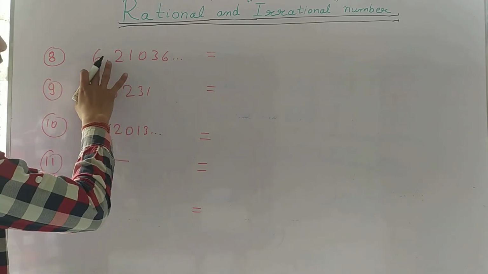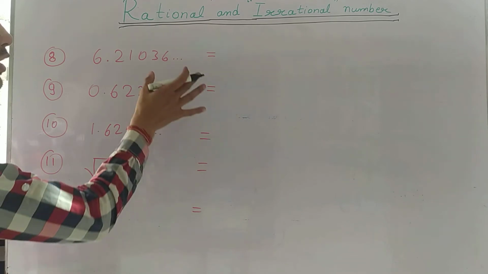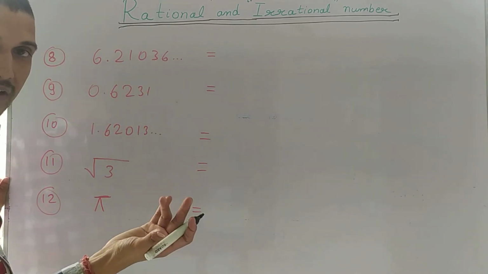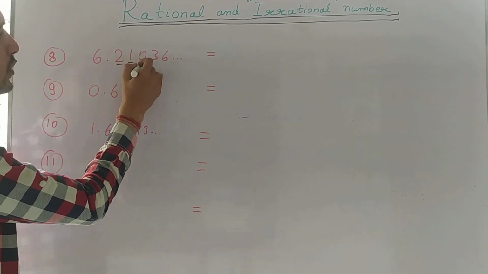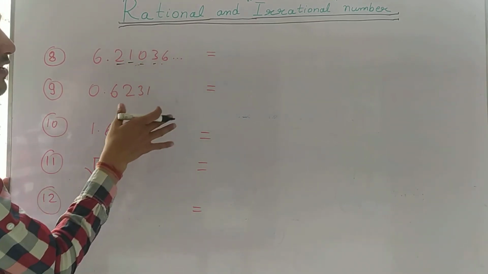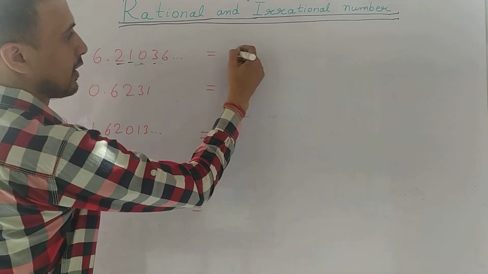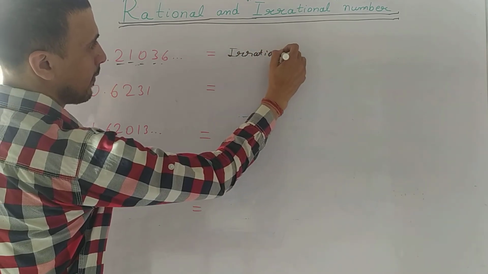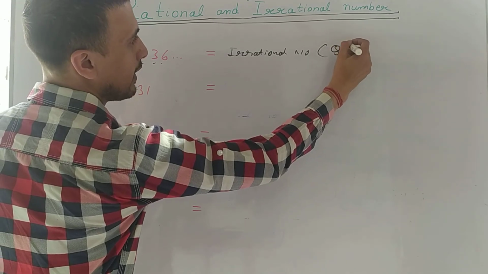Now see, 6.21036 dot. It means non-terminating is going on. And the second thing is we have to recognize whether the number is in a pattern or not. 32103. As we can see, there is no pattern. So we can say that this is an irrational number. We denote the irrational number by Q dash.